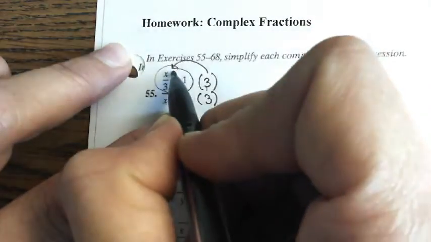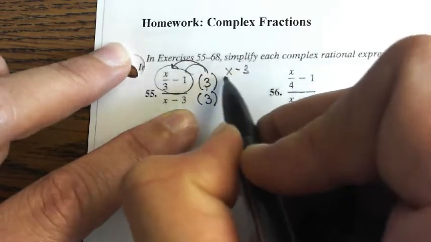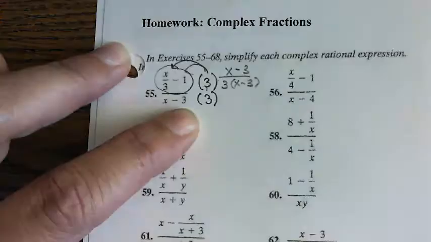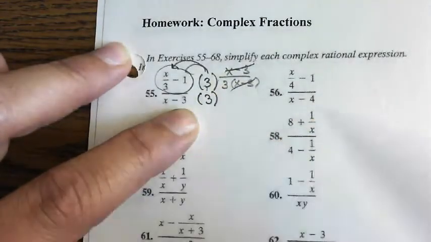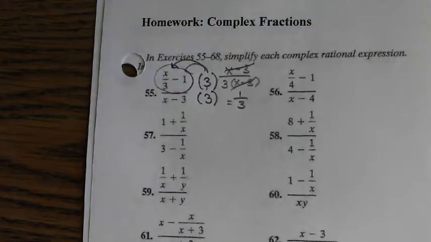Okay, so that's just going to be an x minus a 3 over, and I'm not going to multiply out the denominator because then I just end up refactoring. And so my x minus 3's cancel, and it's just 1/3. All right, let's do the next hardest one.